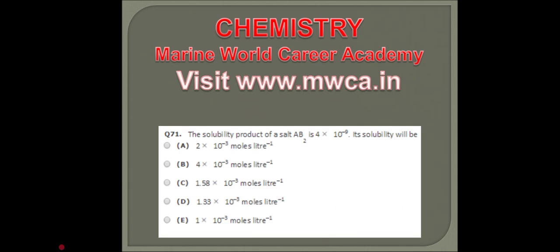Question number 71. The solubility product of a salt is 4 × 10^-9. Its solubility will be: option A, 2 × 10^-3 moles per liter, option B, 4 × 10^-3 moles per liter, option C, 1.58 × 10^-3, option D, 1.33 × 10^-3, option E, 1 × 10^-3.